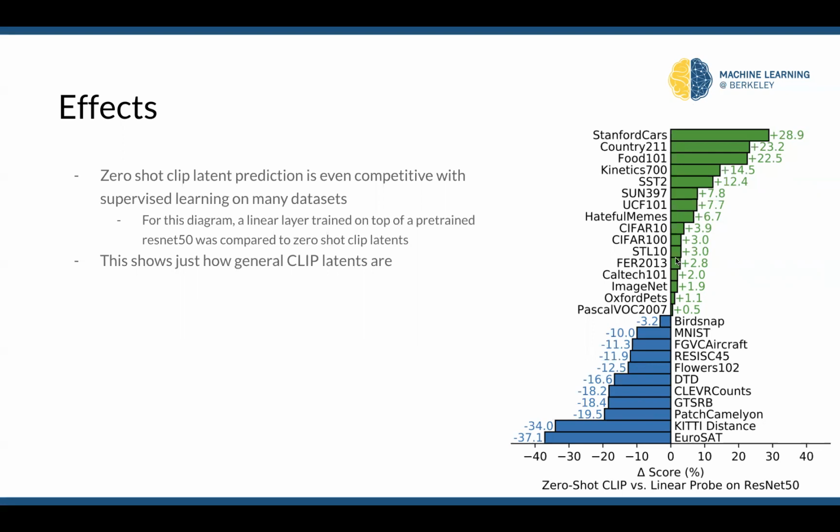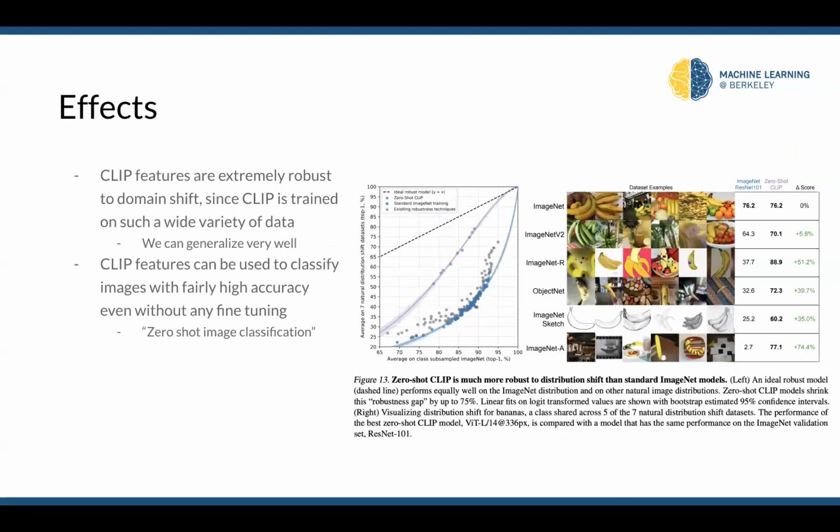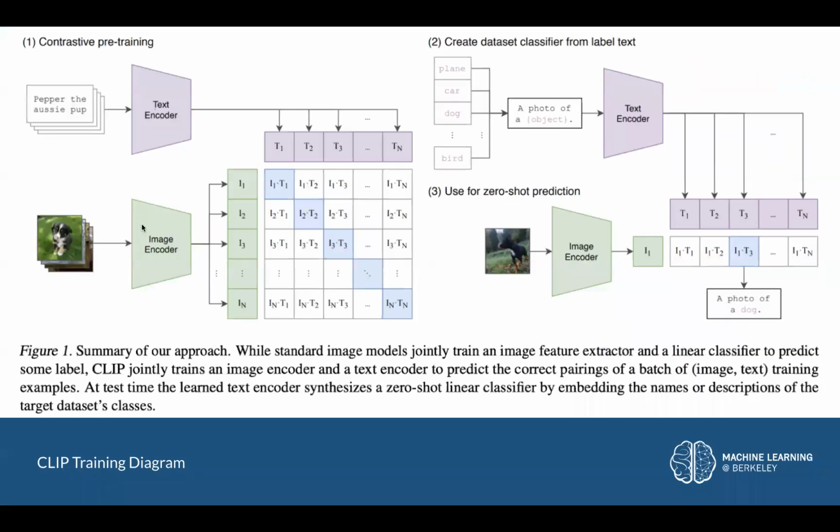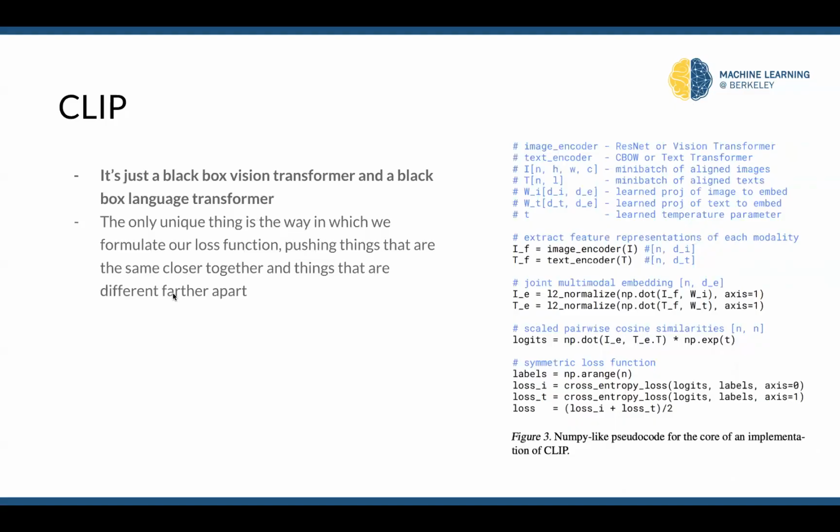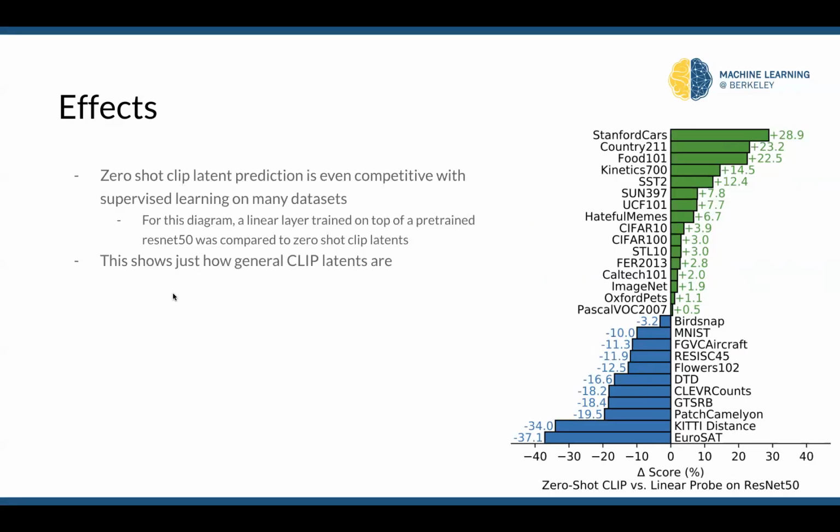And it shows you just how general CLIP latents are, which is just to say the output of our image encoder here, those outputs after we've frozen the model and no longer train it, are extremely good. They're extremely meaningful, making it extraordinarily easy to classify images or use these latents for any downstream task you could think of. So that's why this is a really, really important idea, a really, really important paper.